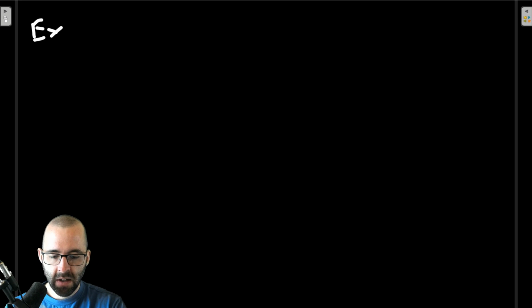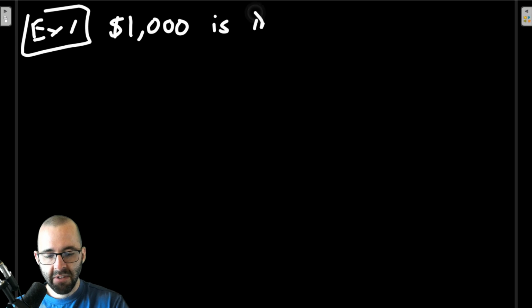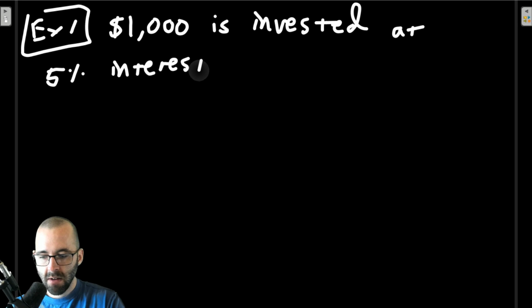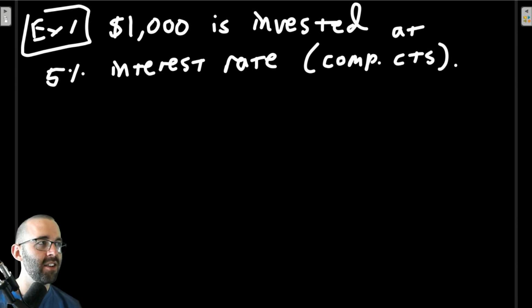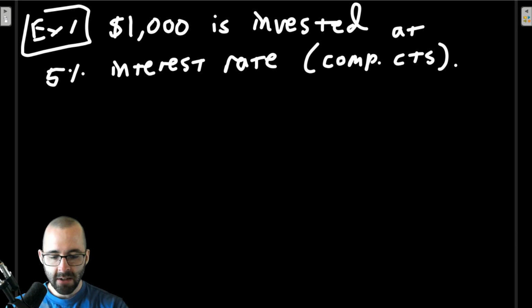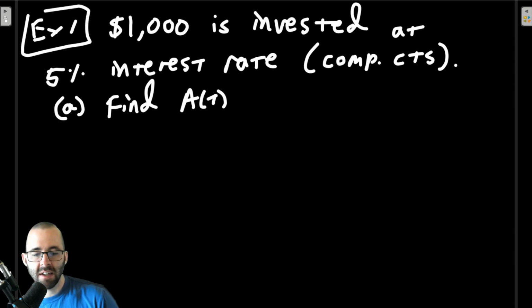Example 1. Let's say that $1,000 is invested. Can't believe I just told my students to leave class. $1,000 is invested at a 5% interest rate, compounded continuously. I'm going to be very lazy and use some abbreviations here. Okay, and let's do some problems. Find A of t, the amount that is going to be in this account after t years.